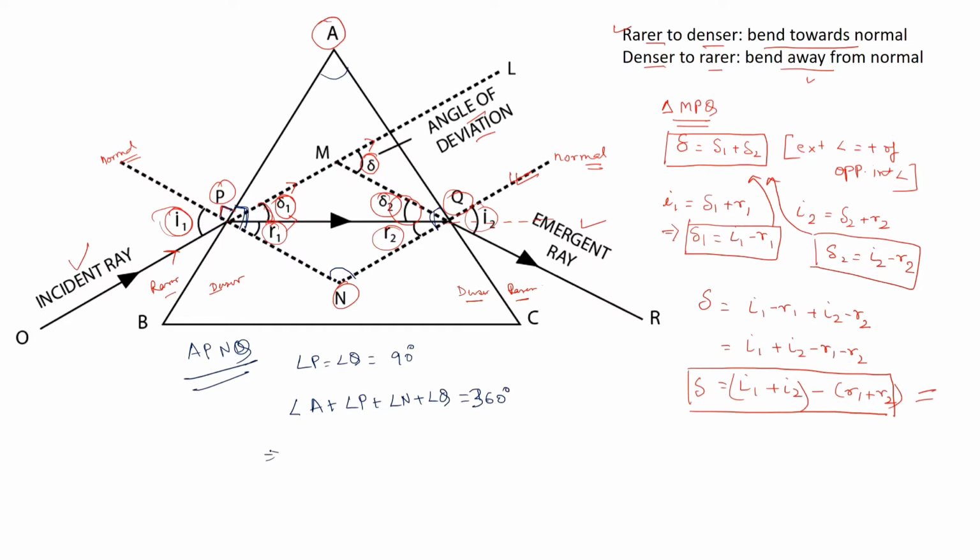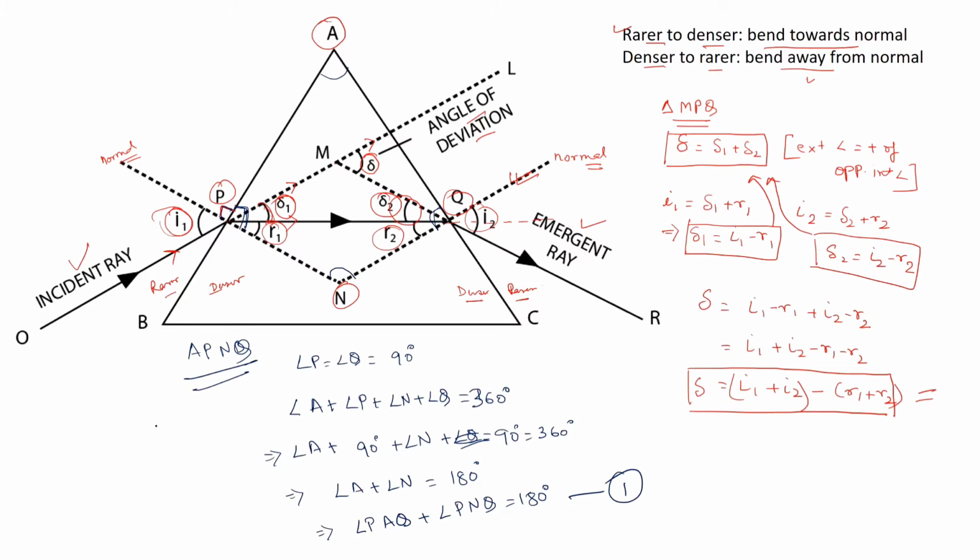So angle A we don't know, angle P is 90, angle N we don't know, angle Q is 90, equals 360 degrees. So from this quadrilateral you will get angle A plus angle N equals 180 degrees. If I write it more properly, angle PAQ plus angle PNQ equals 180 degrees. Fine. So I am marking it as 1.